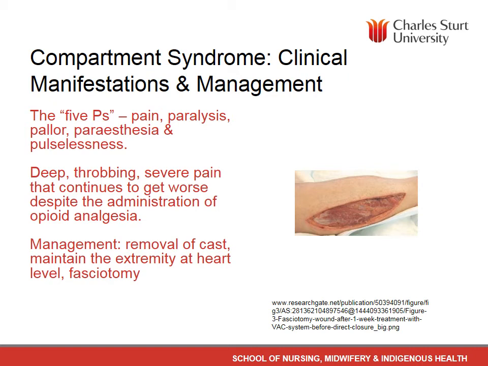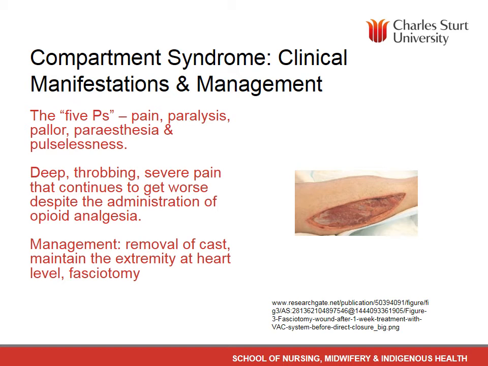So for example, you have a patient come back from theatre post-op after having something done with their femur, and they complain of some pain. You give them the morphine, they come back, you reassess, they say no, the pain's still getting worse, and it continues to get worse. The patient becomes more and more distressed with the pain because it's very severe pain, and that's an indication, along with the other 4 Ps, that compartment syndrome may be occurring. So just remember that that's the pain that gets progressively worse. It's unrelenting, and opioid analgesia does not fix it.